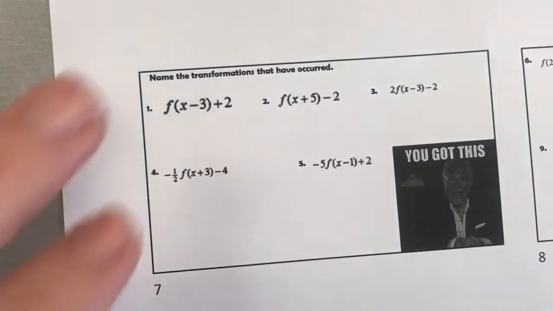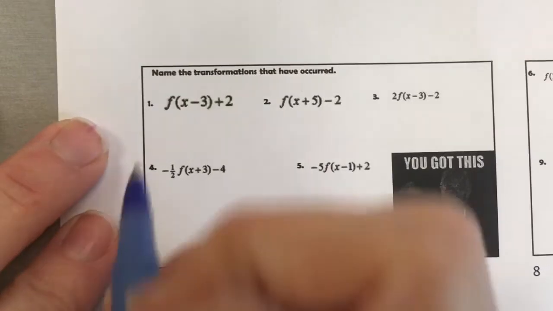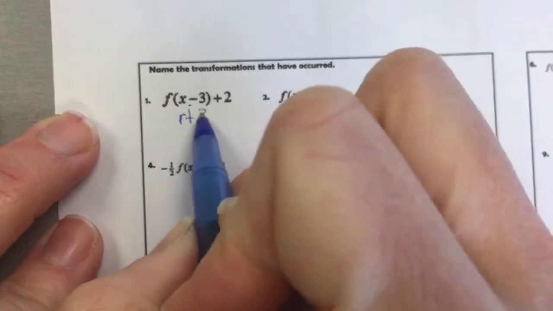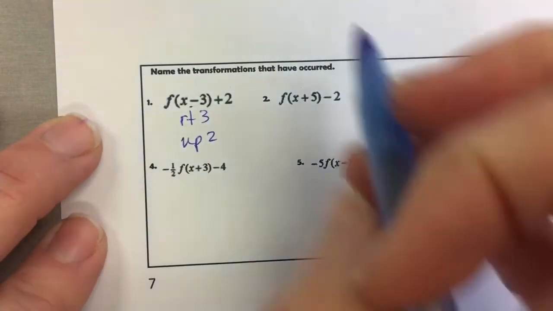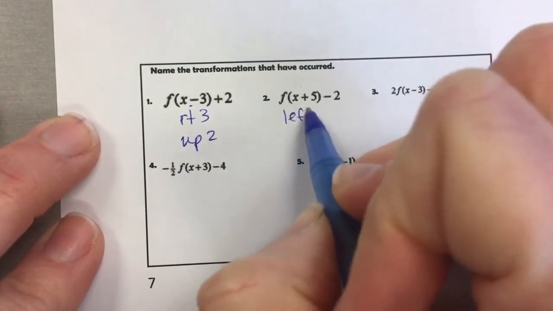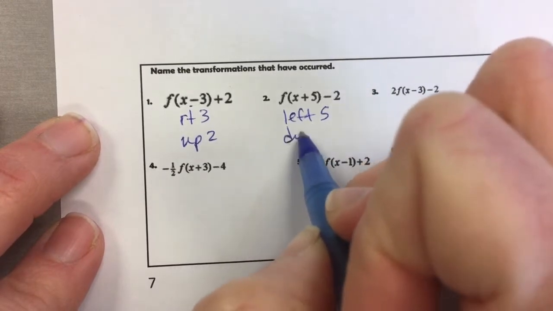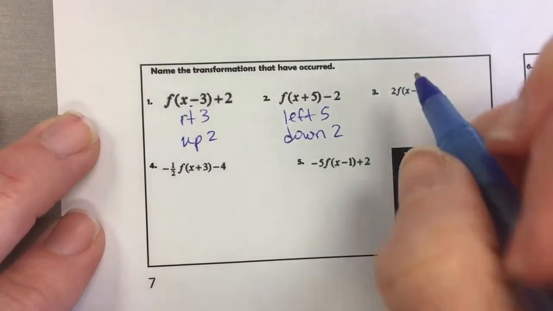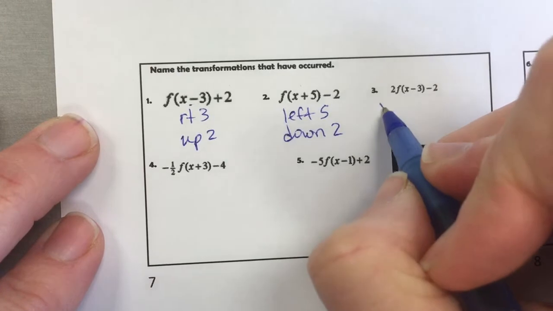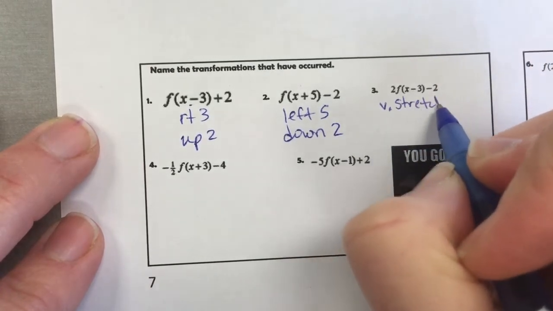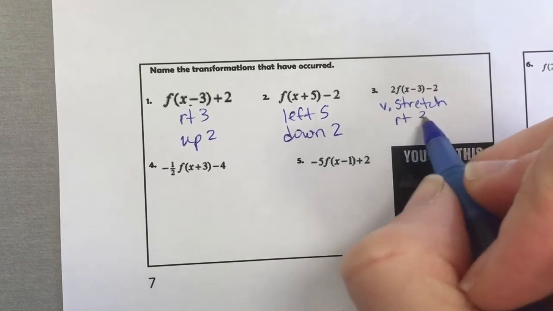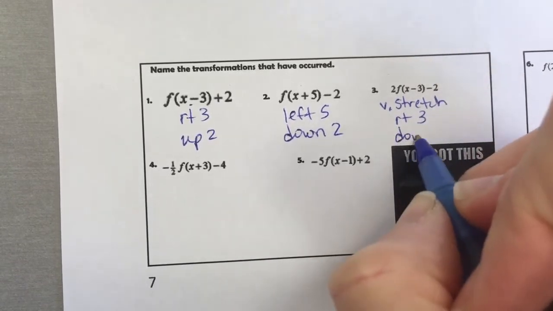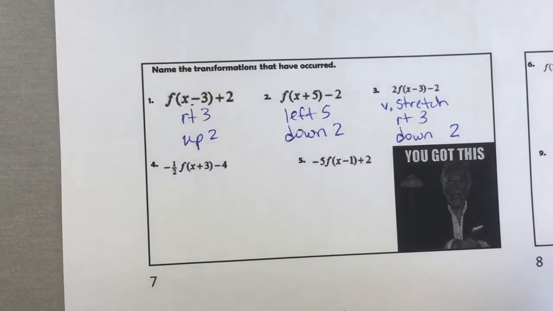Alright, what does it look like if you're not doing the graph, if you're just given the function notation? Minus 3 on the inside moves it right 3, and the plus 2 moves it up 2. Plus 5 on the inside moves it left 5, minus 2 moves it down 2. 2 in front, that is a vertical stretch, which would make it narrower, skinnier. The minus 3 moves it right 3 because it's on the inside. You do the opposite, and the minus 2 makes it move down 2.